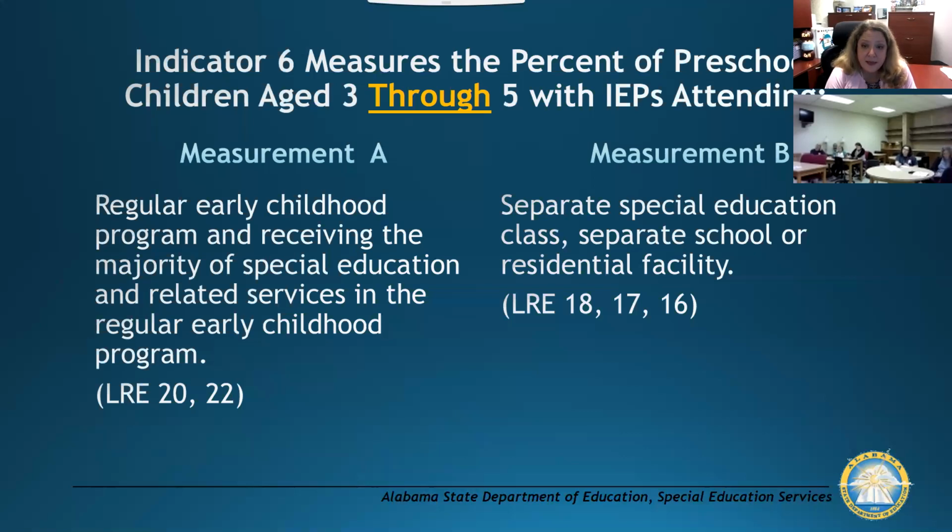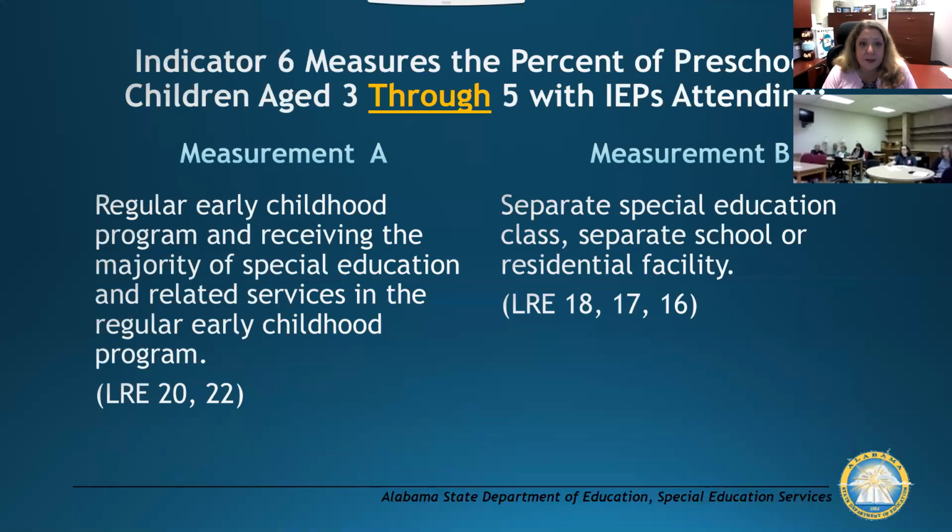For measurement B, you're looking at children who attend separate special ed classes, separate schools, or residential facilities. Of course, this one you want to be on the low end, and these are LRE codes 16, 17, and 18. Your targets for each one of these change every year. There is a one-pager on our website that gives you the target for each year. Of course, your child count data for this year went in October 1st. I believe that next year in 18-19, it's 53% for measurement A, greater than or equal to 53%.